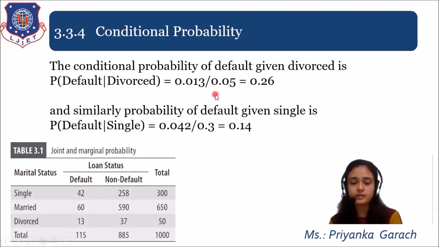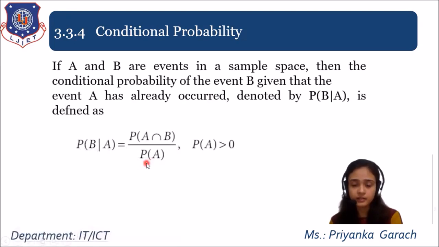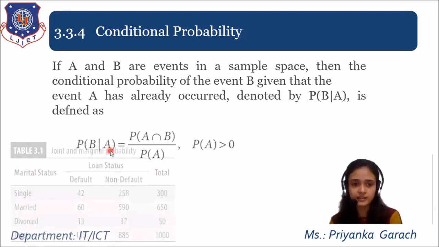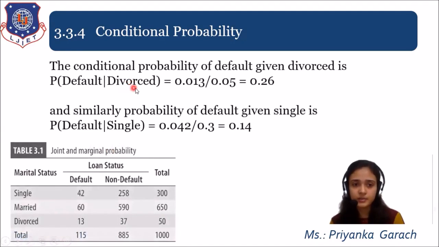Divided by the probability of the already occurred event, which is written on the right hand side. It means the probability of only divorced. That is calculated like this: total divorced observations, 50 observations, so 50 divided by 1000. I get the answer as 0.05, and the final result of this division will be 0.26.